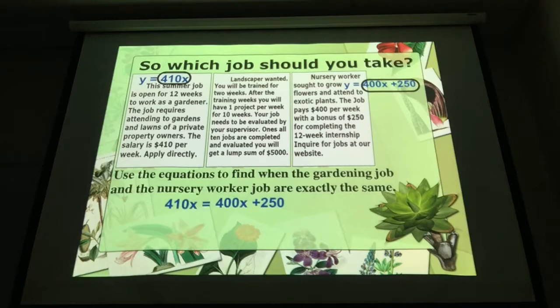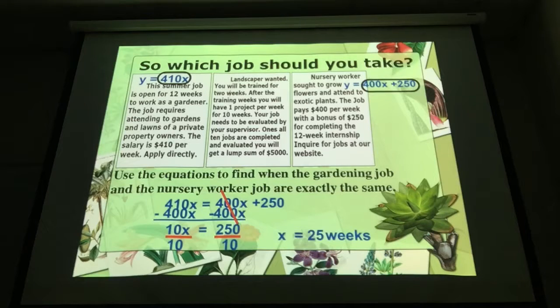All right, to solve this for X, we first have to subtract 400X from both sides. Remember to always move the smaller X. In this case, 400 is smaller than 410. That's going to get you 10X equals 250. Then we're going to go ahead and divide both sides by 10. Then you divide by 10, so the 10s cancel, and you get X equals 25. Okay? Now 25, what exactly? Now if you recall before, X represented weeks, so this is 25 weeks.